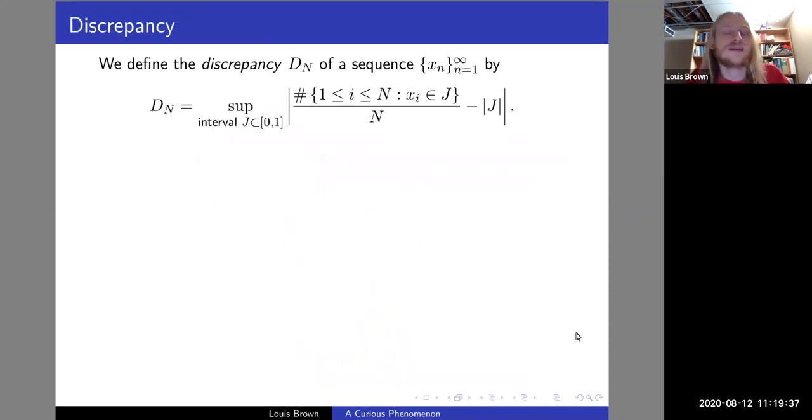Okay. So now we're going to give a quantitative measure of the combinatorial sense. We define the discrepancy D_n of a sequence by the supremum over all subintervals J in [0,1] of the number of terms of the sequence in the first n that lie inside J divided by n, minus the length of J.